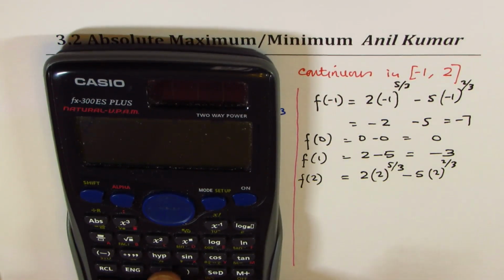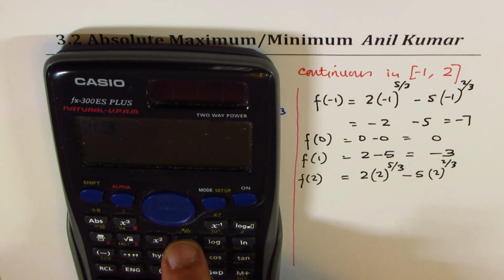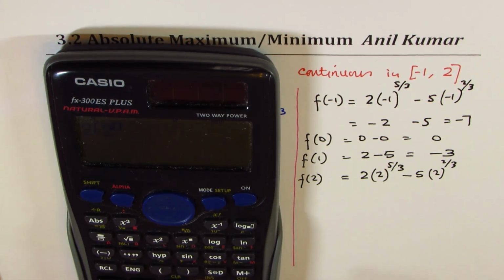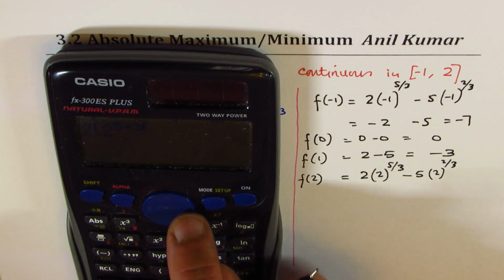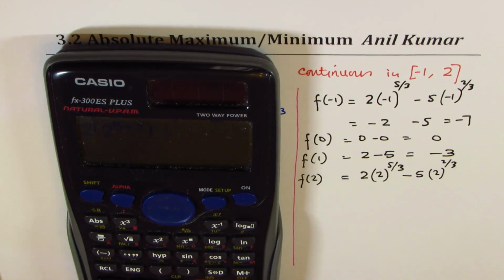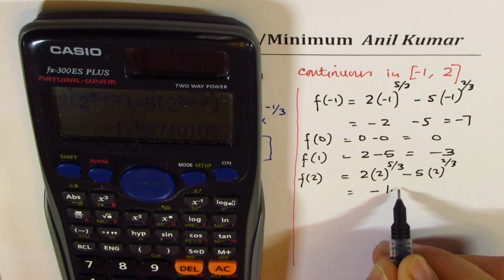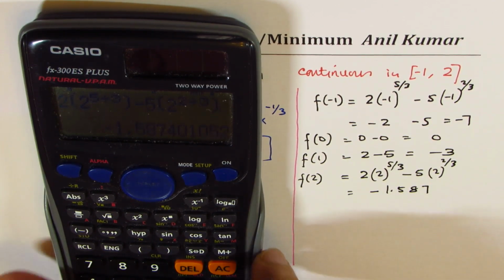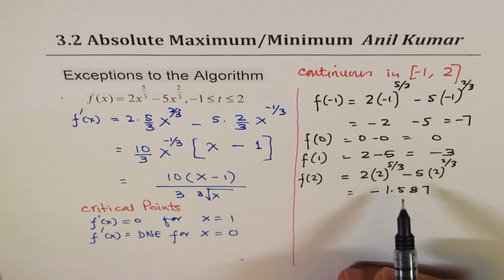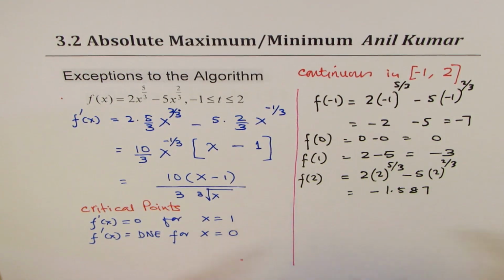So we have 2 times 2 to the power of 5 divided by 3, bracket close, minus 5 times 2 to the power of 2 divided by 3, okay. And let's see what this is. It gives me minus 1.587.